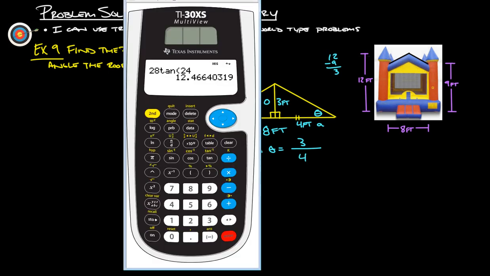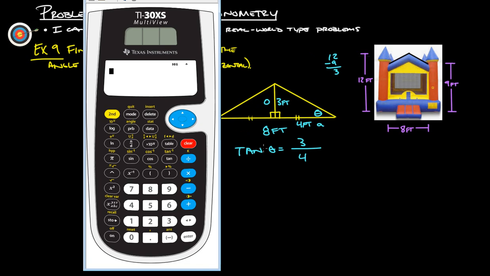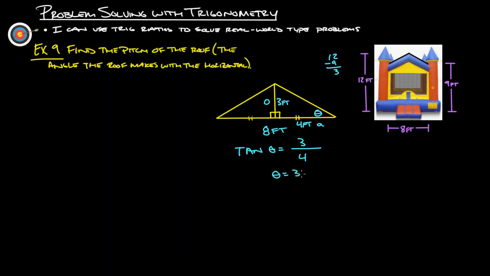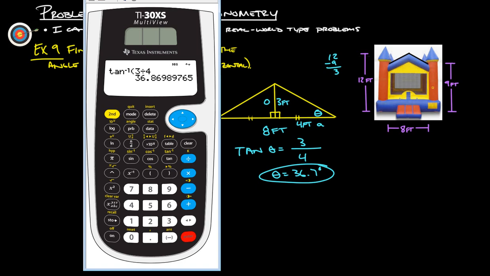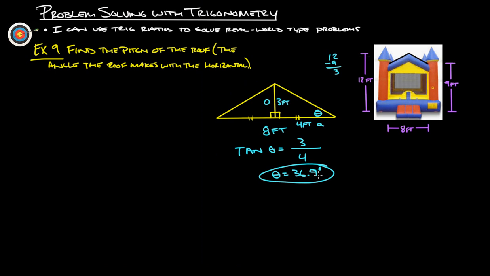So we will get our calculator out to help us. We're looking for an angle, so it's going to be second tangent of 3 divided by 4. And that gives us 36.86, so 36.9 degrees. So the pitch of that roof is 36.9 degrees.